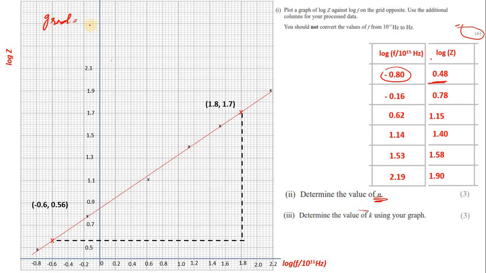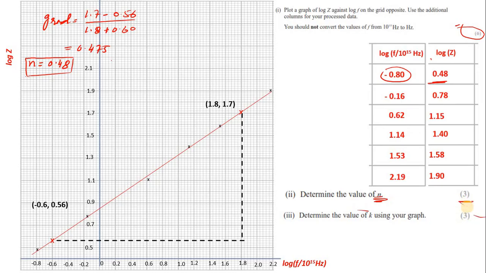Gradient is equal to y2 minus y1, so 1.7 minus 0.56 divided by x2 minus x1, 1.8 minus 0.6. Once you do your calculation, your gradient would be equal to 0.475. So n would be equal to 0.48. This is the value of n from the graph for part 2 for 3 marks.